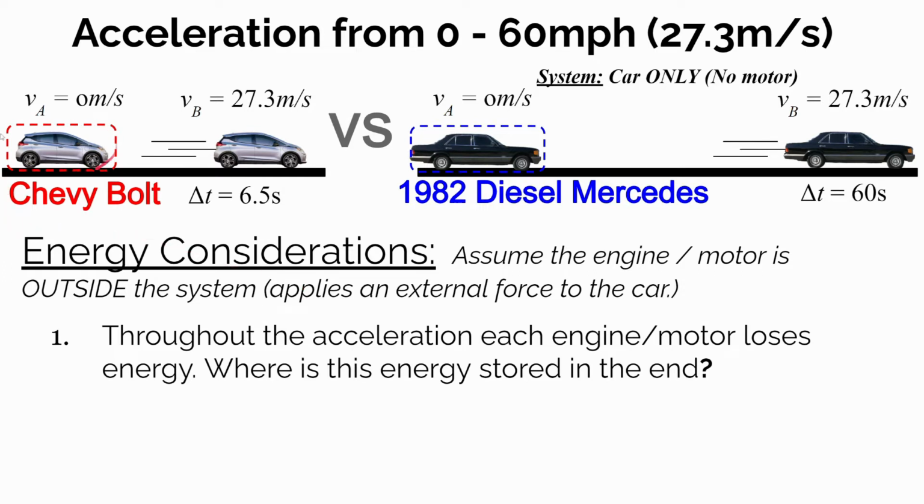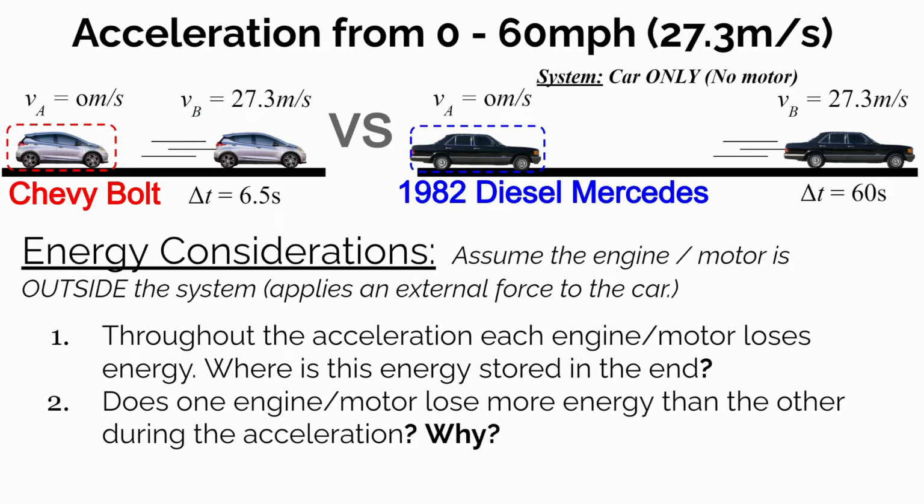So if we just include the car in the system that doesn't include the motor, with the Chevy Bolt, its batteries are losing energy, and it's using the electric motor to essentially transfer that energy to the kinetic energy of the car in the end. In the case of the Mercedes, it's losing some of the stored chemical energy in the fuel, the diesel fuel or the biofuel, whatever you're using in your diesel engine, and it's using the diesel engine to transfer that stored chemical energy into the kinetic energy of the car. So in the end, whether it's from the battery or from the chemical energy stored in diesel, this energy is being stored as kinetic energy in the end.